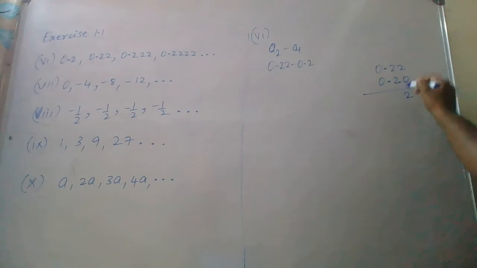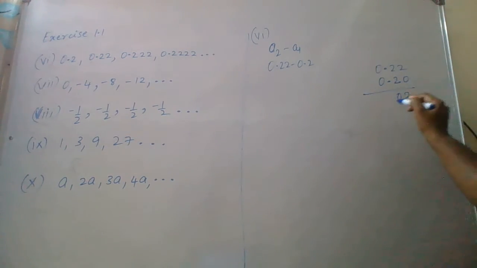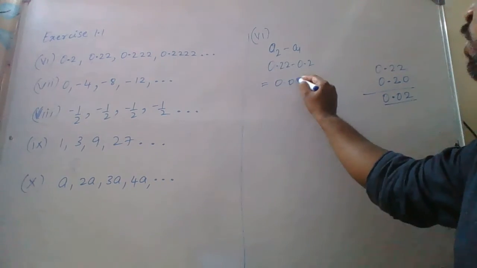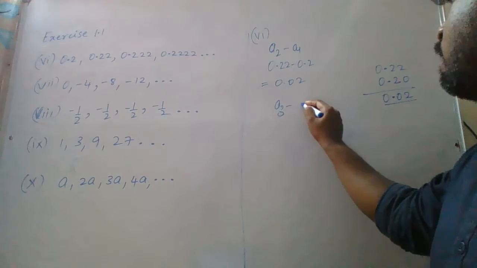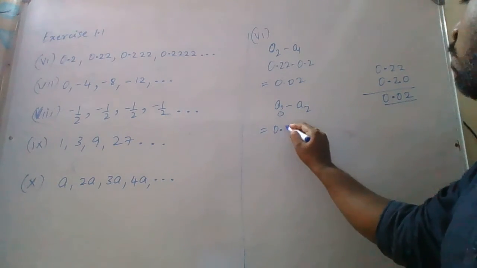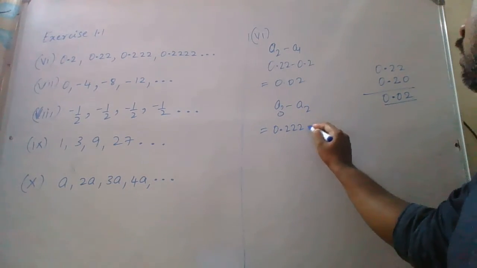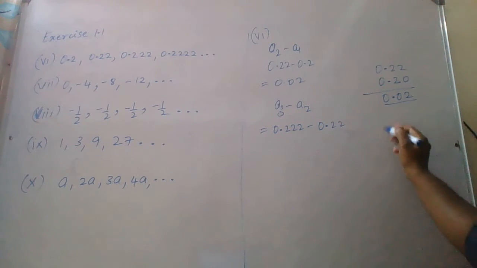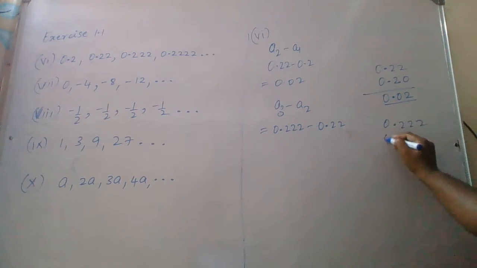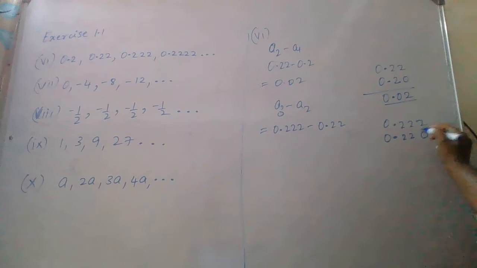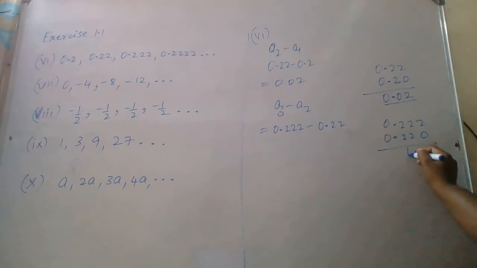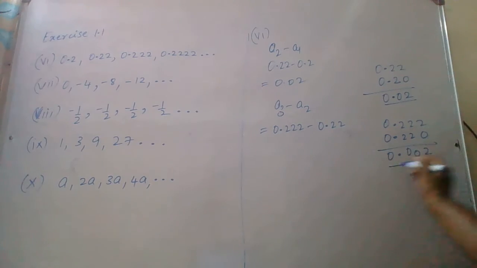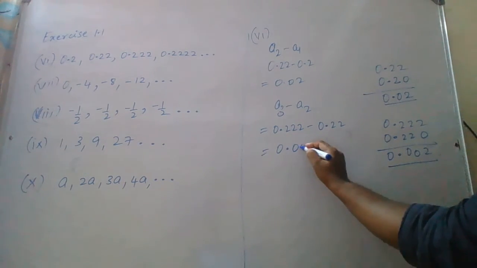So subtract it. 2 minus 0 is 2. 2 minus 2 is 0. Decimal as it is: 0.02. So you get the answer 0.02. Now let's do the third term minus second term. Okay, the third term is 0.222. Let's subtract it. 0.222 minus 0.22. So you can take a 0 here. 2 minus 0 is 2. 2 minus 2 is 0. 2 minus 2 is 0. So you got the answer as 0.002.